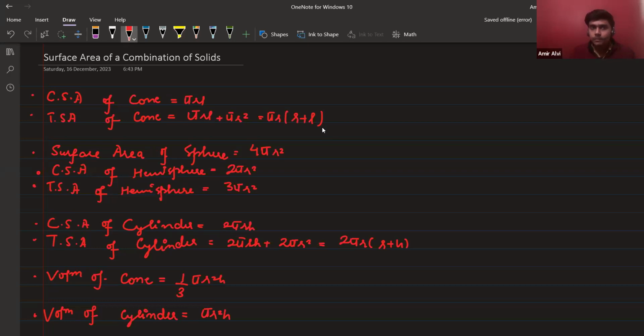Clear? So basically the space you are occupying is called the surface area. Clear? The space you are occupying right now, you are occupying some space around you. It's at least yes or no. Yes, sir.